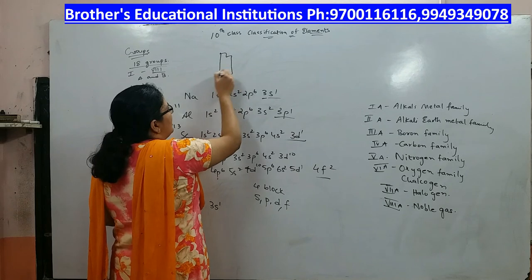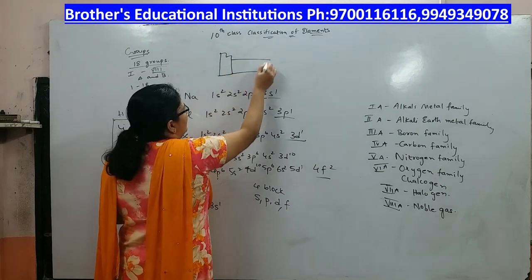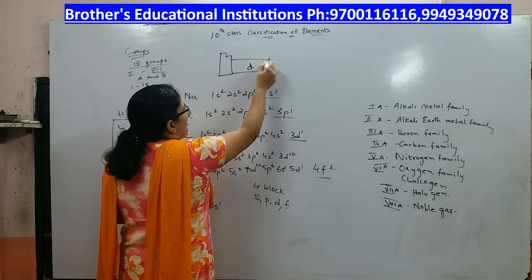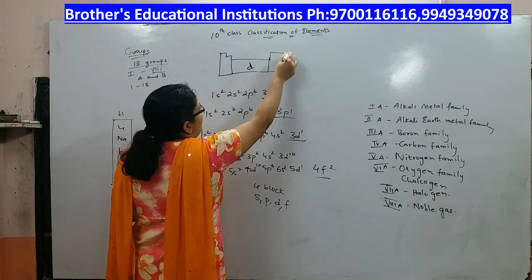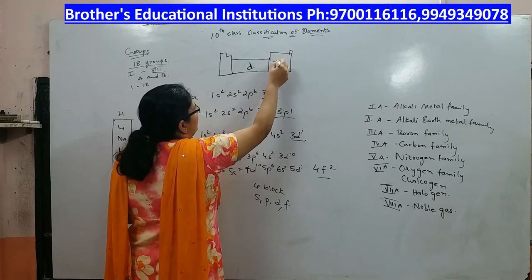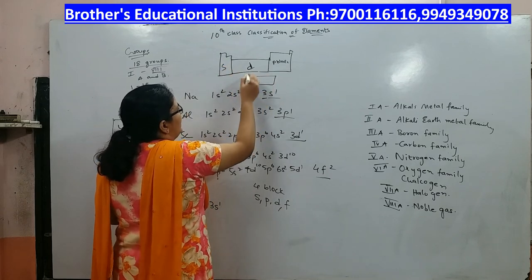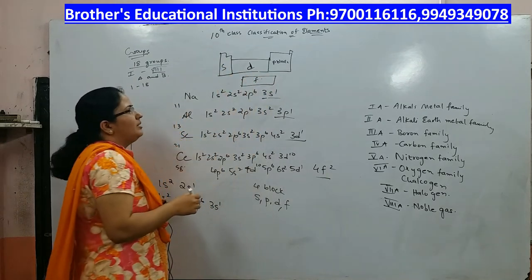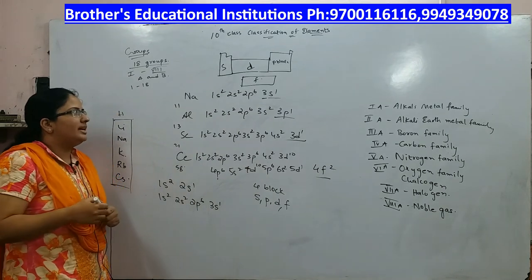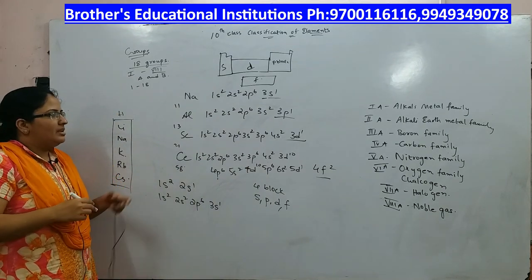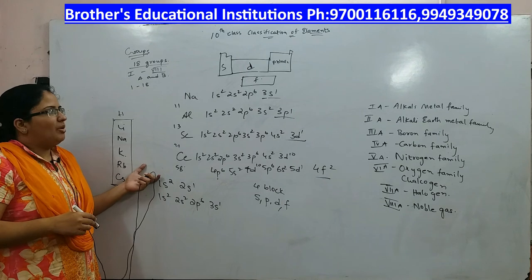These two are S block, these are D block, these elements are P block, and down you have F block elements. The entire periodic table is divided into S, P, D, F blocks.